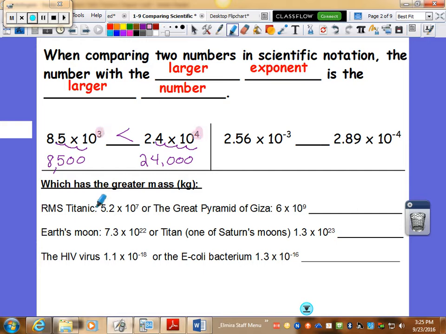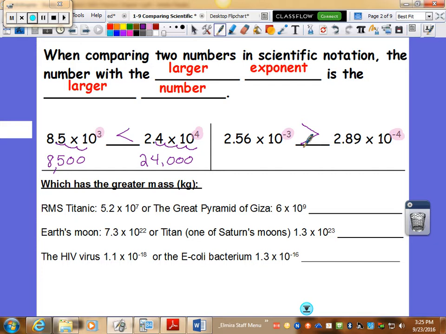If they're the same, then we just look at the two numbers. Okay. The next one, we have exponents that are different. So the larger exponent, -3, is larger than -4. Remember, because negatives that are small are actually bigger. So that's the answer.